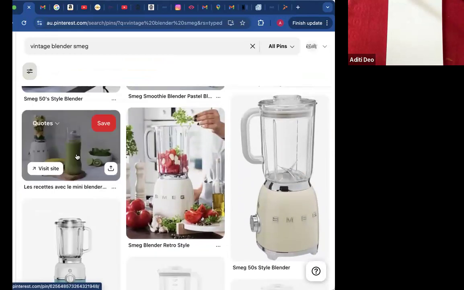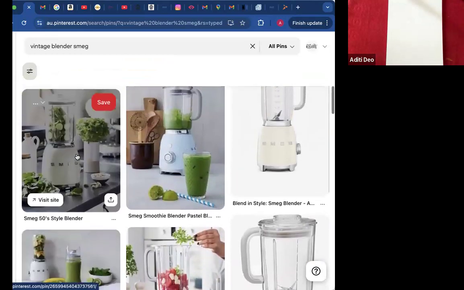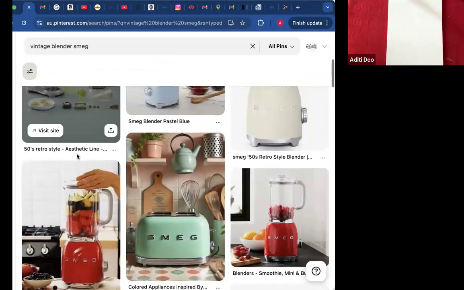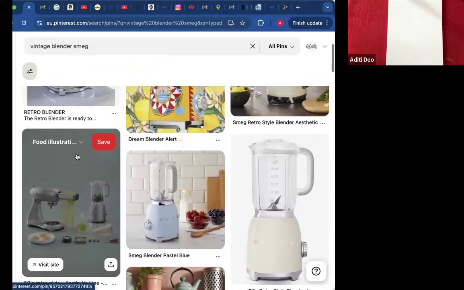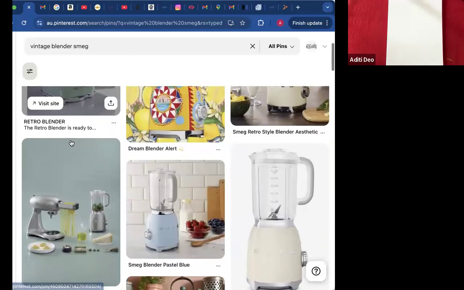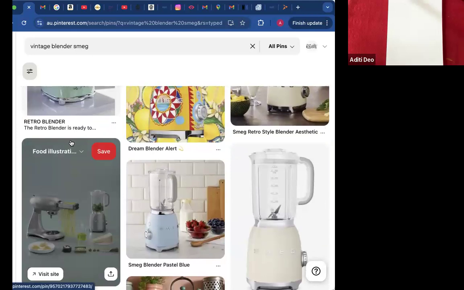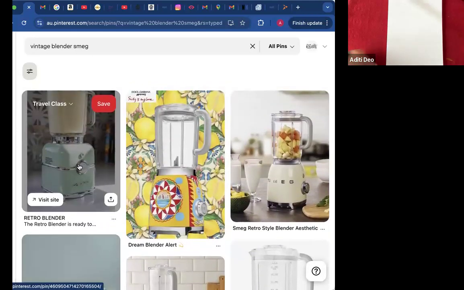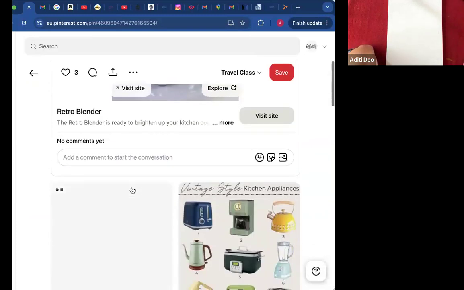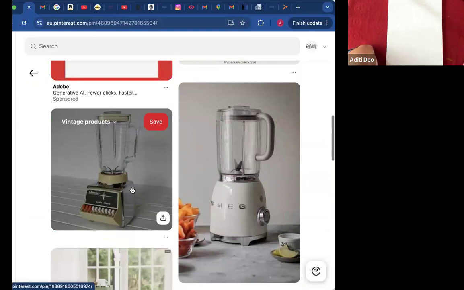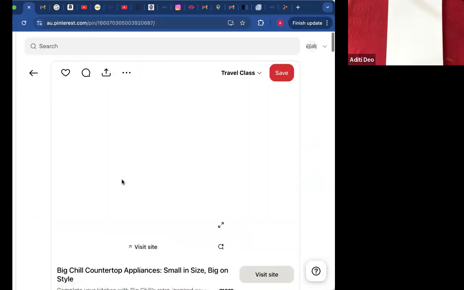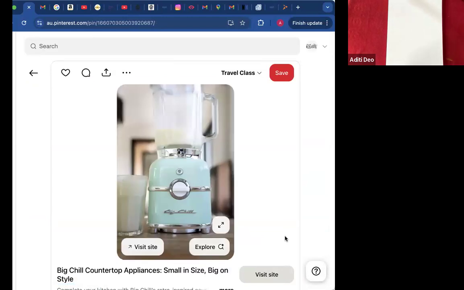Look at the retro blender. It's just so cute. Which one? Up, above. Just a little more. Not this one. It's called retro blender. Up in light green. This one, this one. Oh, look at that. This is very cute. Okay, we will take forever to do this. All right, let's go with this.